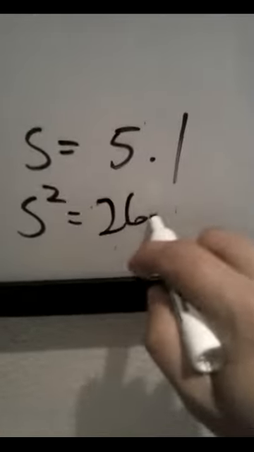And then to get our variance, we're just going to square that. So we'll take the 5.1 squared, and we get 26.01. Okay, which we can round off as 26.0 to 1 decimal place.